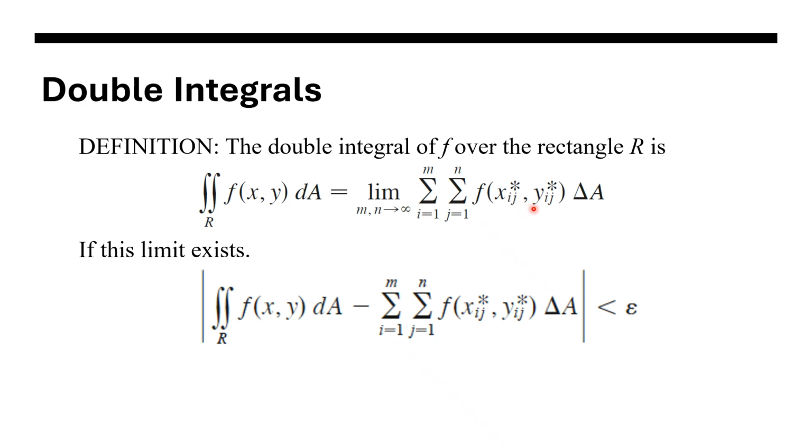If you remember, this would be our sample point. The x sub ij star, y sub ij star can be chosen to be any point in the subrectangle R sub ij. But if we choose it to be the upper right hand corner of the R sub ij, then the expression of the double integral looks simpler, and that would be this one.